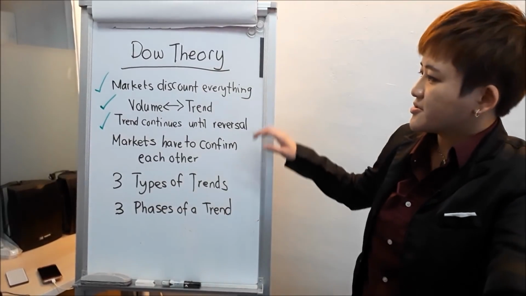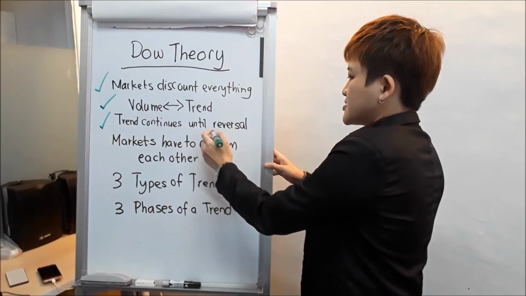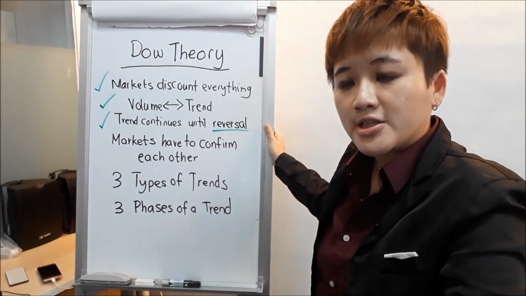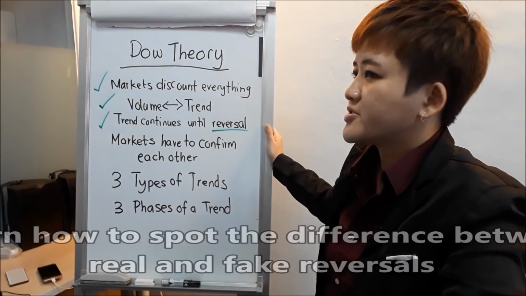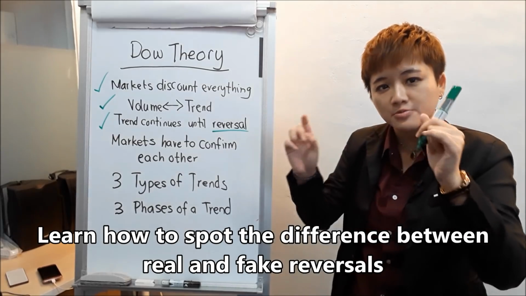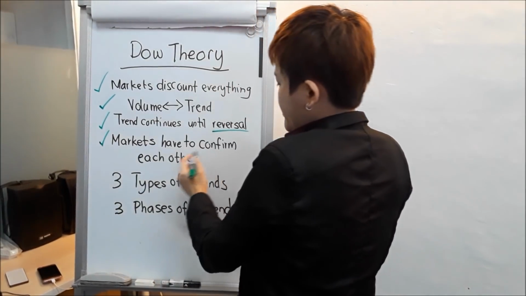The next thing you need to know is the trend is going to continue until a reversal takes place. No matter how strong the trend is, it is not going to last forever. So it's very important for you to learn how to spot false reversals and also real reversals. The next point: markets have to confirm each other.